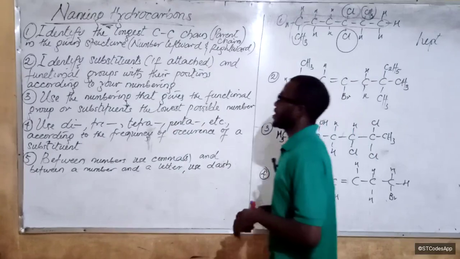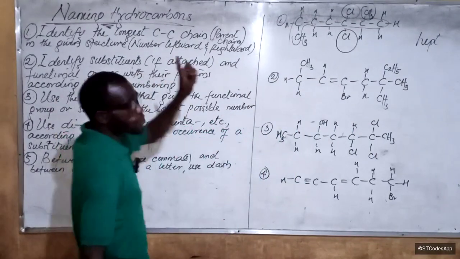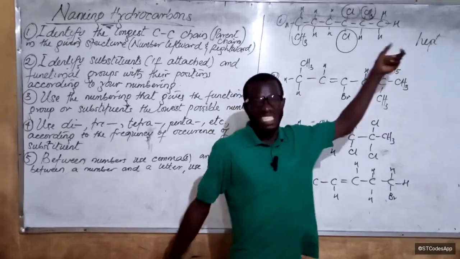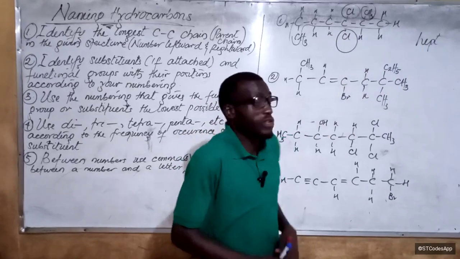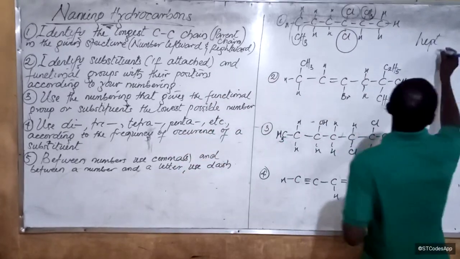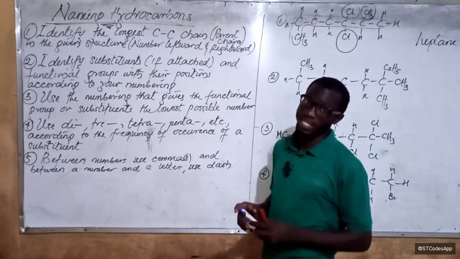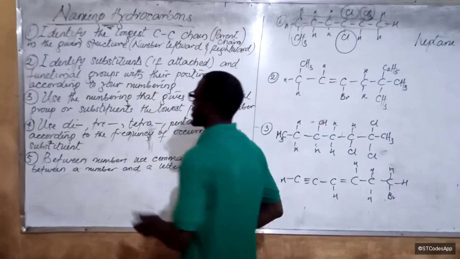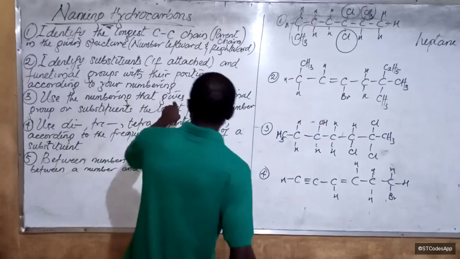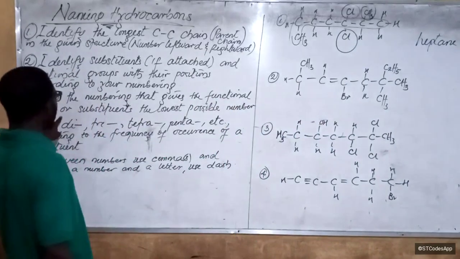Right. Now, the functional group here is a single bond, so it's an alkane. Is that okay? So in fact, we can already say that it is going to end with heptane. So heptane is like the surname. Is that okay?